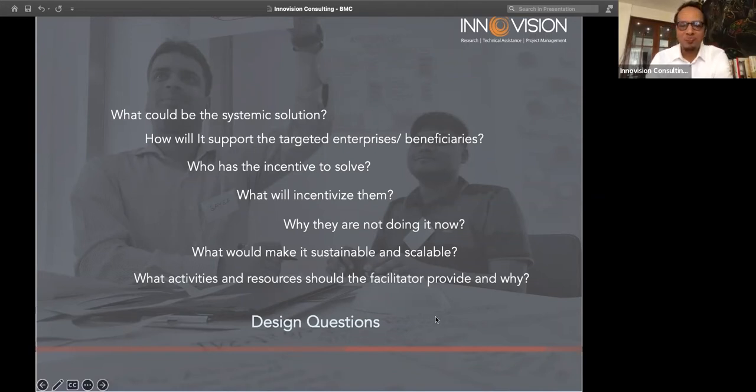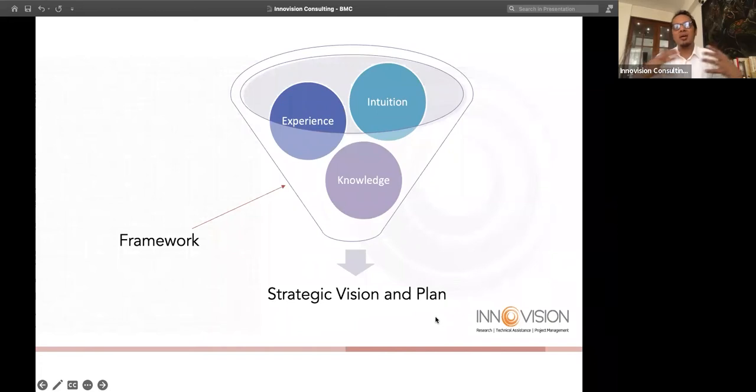Now, when we design the solution, we have a strategic vision and plan, and you all would probably agree that because of our deep experience and knowledge, which we gather through the market systems analysis, when we put it with intuition, we get to our vision and plan. But also, we blend this experience and knowledge and intuition through frameworks. And those frameworks then allow us to better comprehend the scenario that we are trying to promote or address.